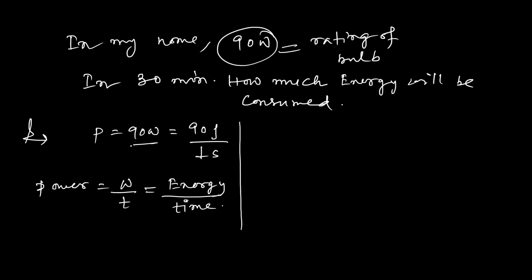At first, gather all of the information shared in this question. The power of the bulb I have written as 90 watt. The time given in this question is 30 minutes. How much is it? It is 30 by 60, that is half an hour.